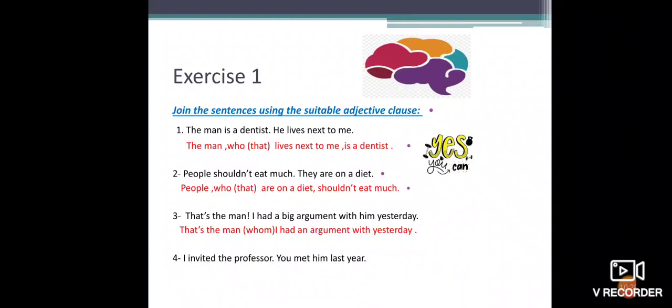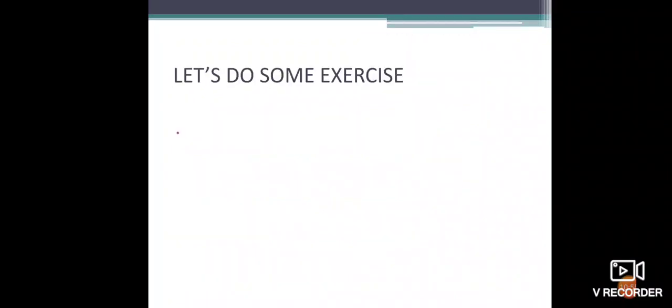Number 4, I invited the professor. You met him last year. Him here in the second sentence functions as the object of the sentence. So the correct adjective clause here is I invited the professor whom you met last year. And as you know, I can't say I invited the professor you met last year. Excellent, dear students. Let's do some more exercise.